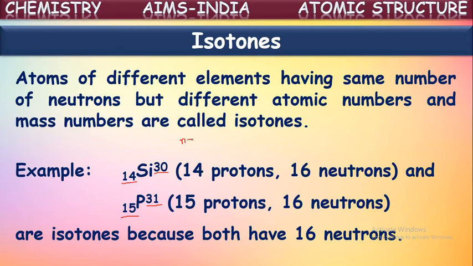Number of neutrons is equal to mass number minus atomic number. For silicon, the mass number is 30 and the atomic number is 14. So what do we get? 16 neutrons. So the number of neutrons in silicon is 16. Whereas for phosphorus, the mass number is 31 and the atomic number is 15. So here also we get the same number of neutrons in phosphorus.